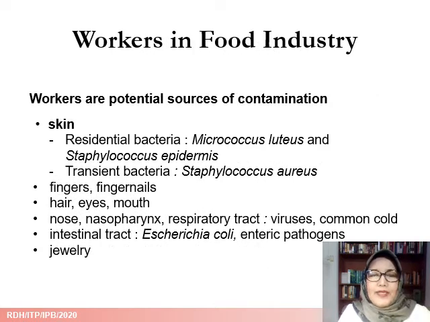Let's begin our discussion with workers in food industry. While they are an important part of food industry, they also indeed are potential sources of contamination. Skin, for example, has been known to contain residential bacteria. Usually they are not pathogens, but they live and grow on the skin, such as Micrococcus luteus and Staphylococcus epidermidis, and transient bacteria that occasionally occupy and colonize skin, such as Staphylococcus aureus.